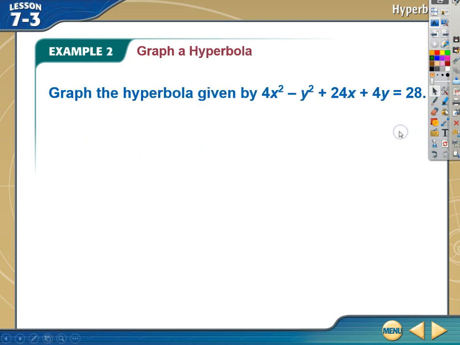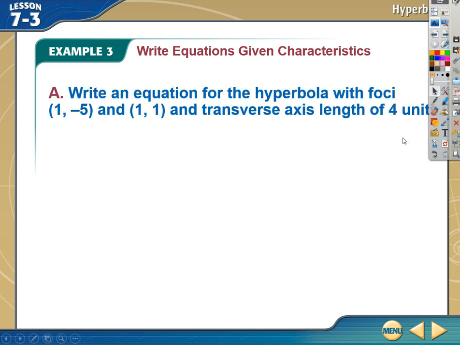Oop, I don't want to do that one. This one here says, write an equation for a hyperbola with foci and the transverse axis length of 4 units. So let's go ahead and graph what I've got. Graph what they give me. I got 1, negative 5, 1, 2, 3, 4, 5. There's focus number 1. And then up here it's 1, 1. There's focus number 2.